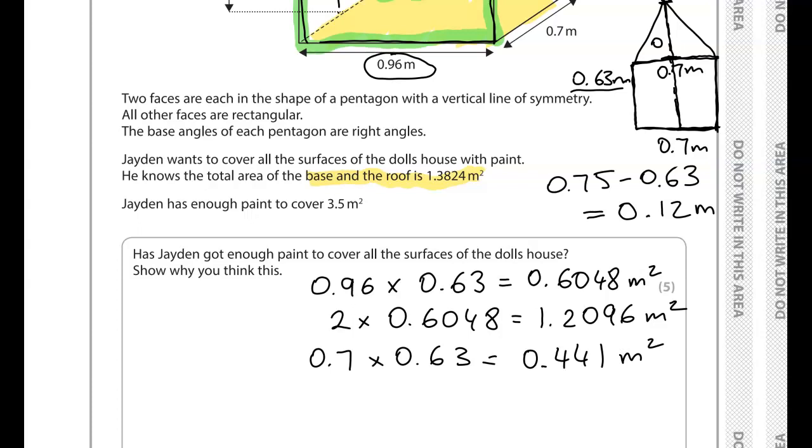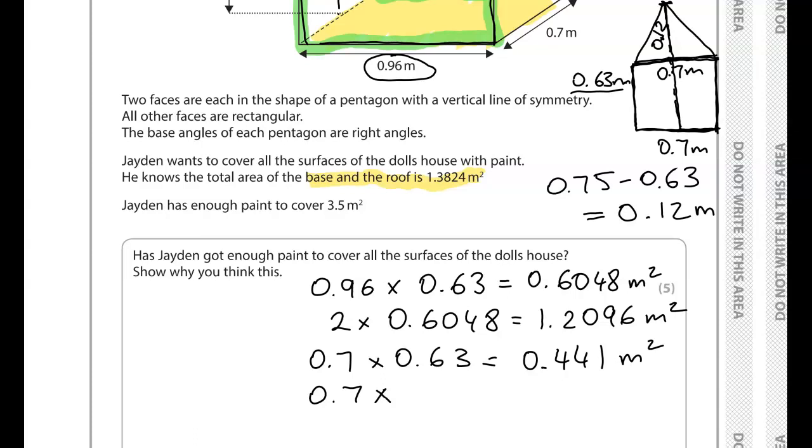So this is 0.12, and to work out the area of the triangle, we go base times height divided by 2. So base is 0.7 times height, which is 0.12, and then divide the answer by 2. And this gives us 0.042 square meters.